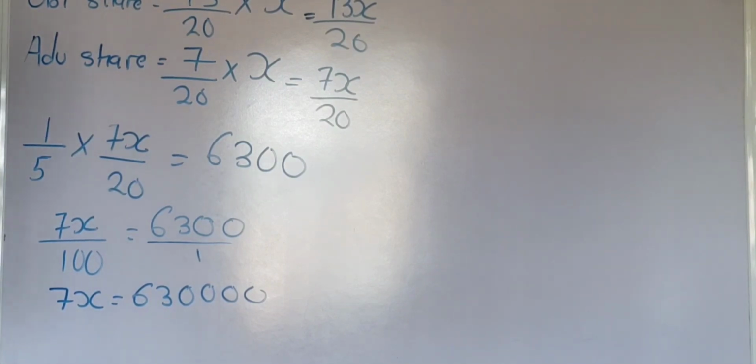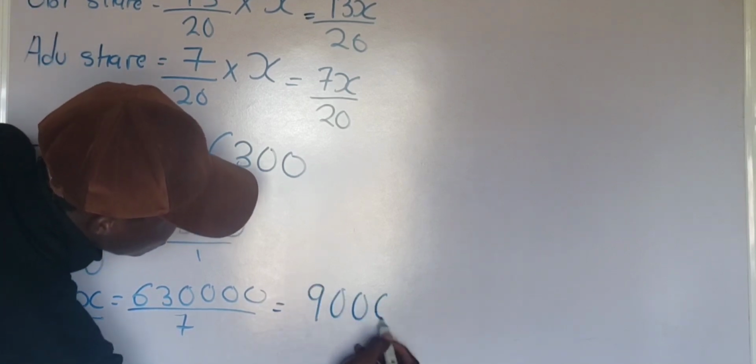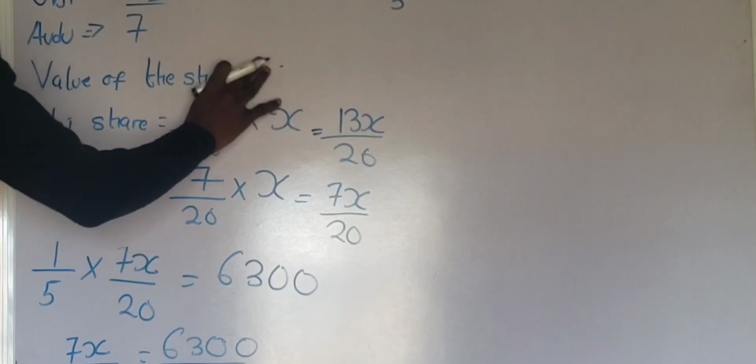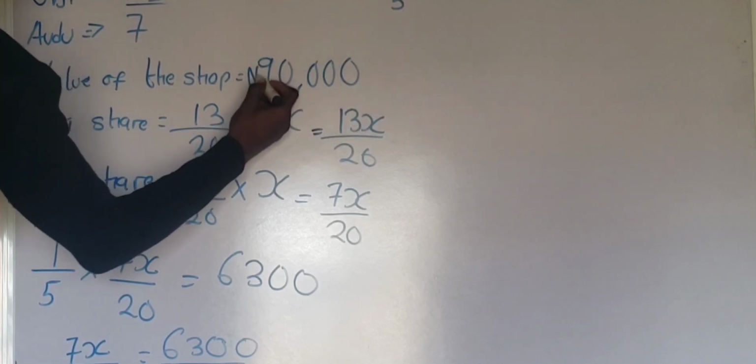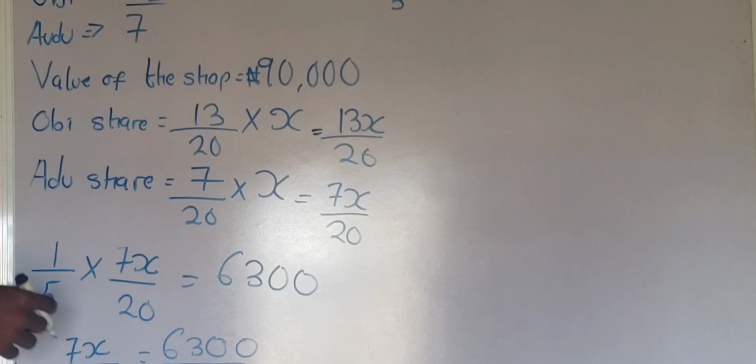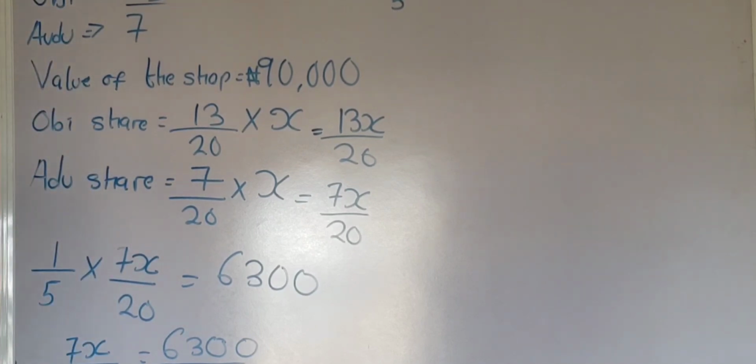If you divide both sides by 7, we are going to have 7x all over 7 and 630,000 all over 7. What's the answer? That will give us 90,000. Therefore, the value of the shop is 90,000 naira. Put the unit, okay? Always remember the unit. So that's how to solve the question. In this topic, you must be able to interpret the question.